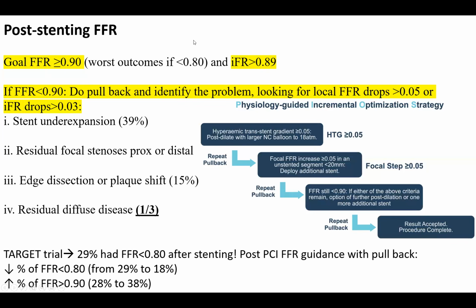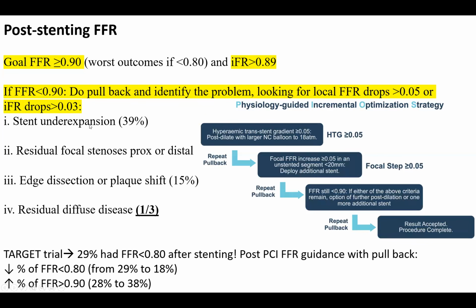So what do you do in those cases? You can do post-stenting FFR, and if your FFR is less than 0.90, what do you do with it? Unlike IVUS, you're not getting an exact delineation of where the issue is, but you can actually get an exact delineation by FFR if you do it properly. So do pullback FFR or IFR and identify the problem, looking for either local FFR drops of more than 0.05 or local IFR drops of more than 0.03. Those are numbers to remember. Those were the numbers used in the two studies that assessed post-stenting FFR and IFR.